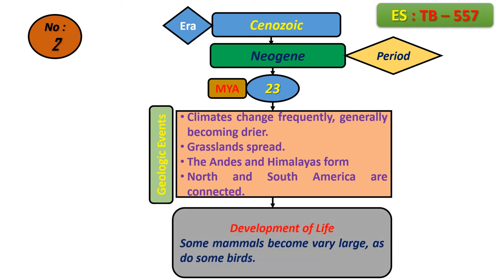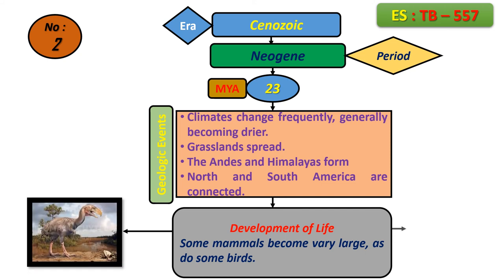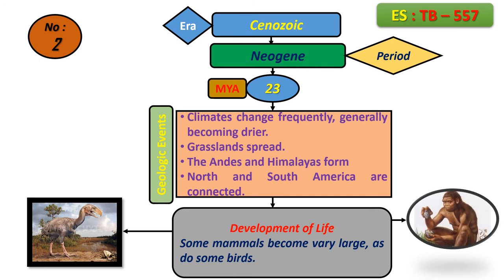Development of life in the Neogene period is some mammals become very large, as do some birds. Look at the diagram. You can see the Titanis, a giant bird in the Neogene period. And early hominid.